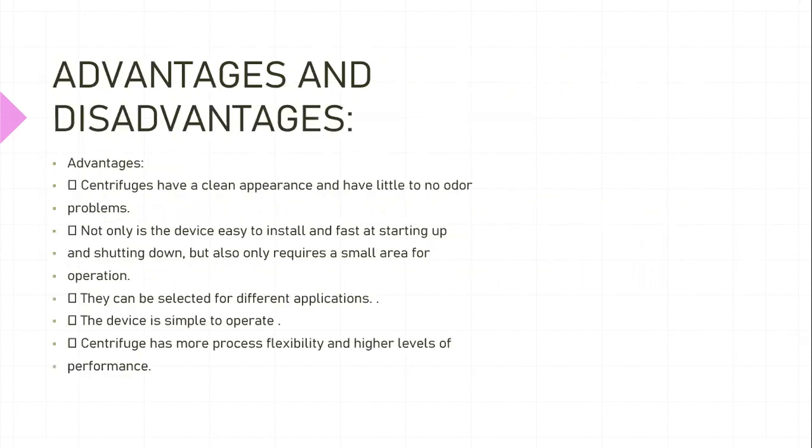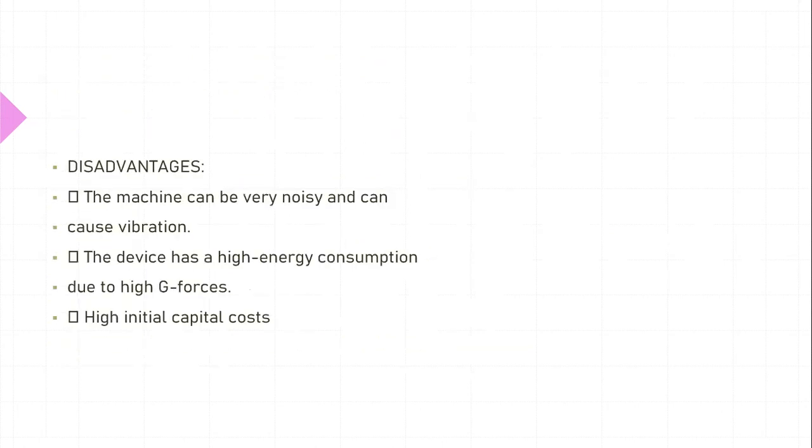Advantages and disadvantages. What are the advantages? Centrifuges have a clear appearance and have little to no odor problems. Not only is the device easy to install and fast at starting up and shutting down, but it also only requires a small area of operation. They can be selected for different applications. The device is simple to operate, while centrifuge has more process flexibility and higher levels of performance.